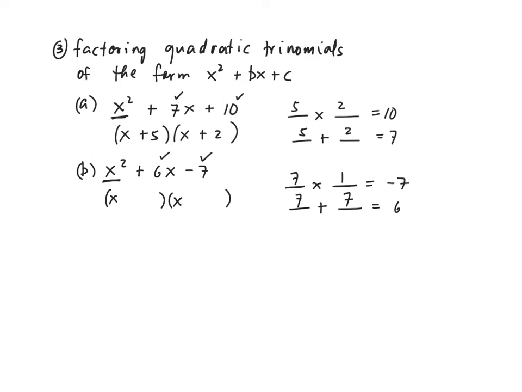And because the product is negative, one of them must be negative, and we will have to depend on the sign of the middle term. Since our middle term is positive, it means that the larger number 7 will be positive, and the smaller number is negative. This is negative 1. So the factors will be x plus 7, x minus 1, or it doesn't matter what the order is.